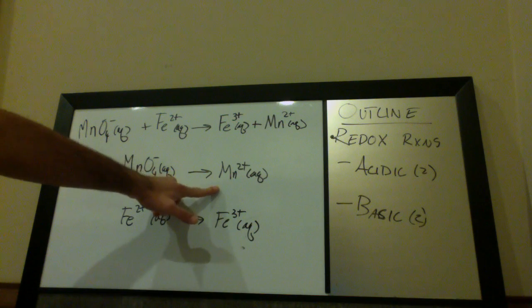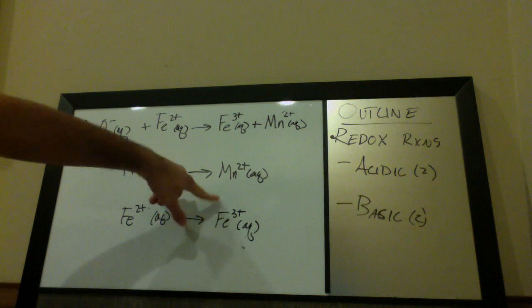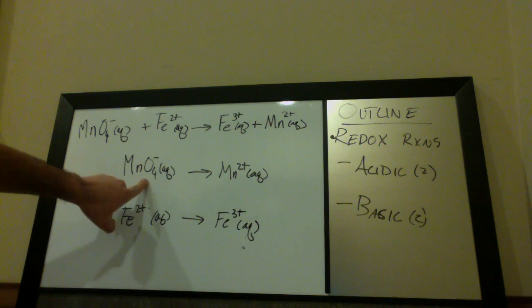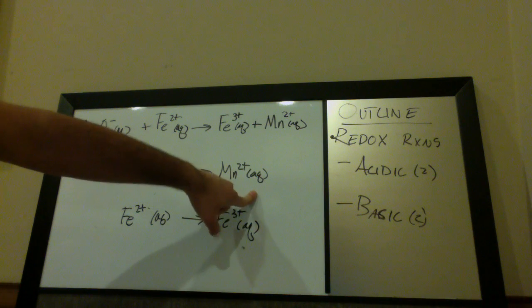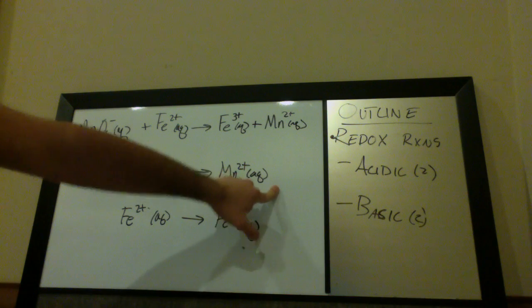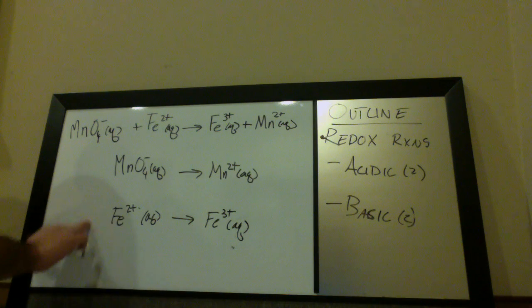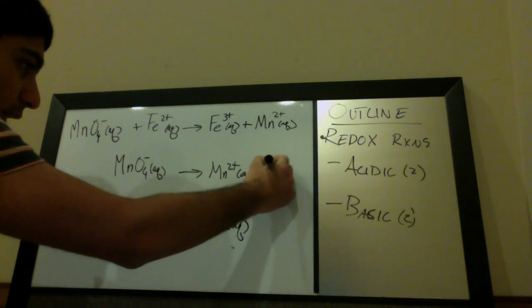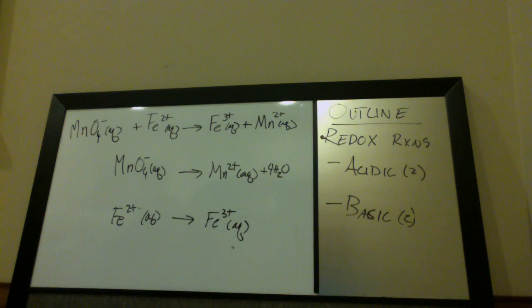Do I have a manganese? Do I have one manganese on each side here? Yes, I do. But on this side, I have 4 oxygens. So how am I going to add 4 oxygens here? No, I'm not going to add oxygen gas, but in fact I'm going to add water. So I'm going to add 4 waters, because H2O has 1 oxygen, and 4 H2O is 4 oxygens. So I add 4 H2O. That has 4 oxygens.